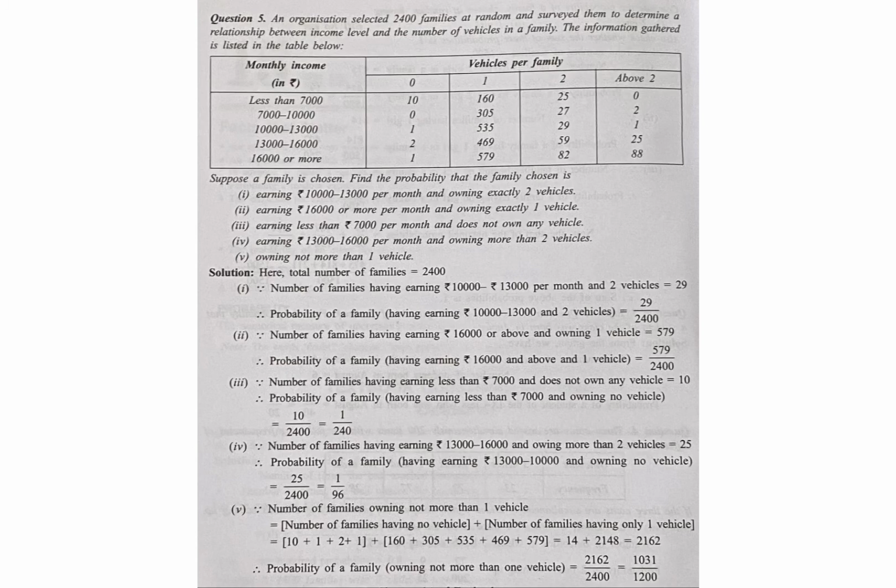Now the last one is number of families having not more than one vehicle. Not more than one vehicle means either they are not having any vehicle or they are having only one vehicle. So from the table we have to add the frequencies of families having no vehicle plus the frequencies of families having one vehicle. So number of families having not more than one vehicle is equal to number of families having no vehicle plus number of families having one vehicle, that is equal to 10 plus 1 plus 2 plus 1 plus 160 plus 305 plus 535 plus 469 plus 579, that is equal to 14 plus 2148, that is equal to 2162. So, probability of a family having not more than one vehicle is 2162 upon 2400, that is equal to 1031 upon 1200.